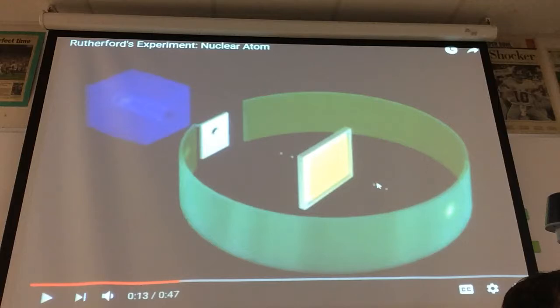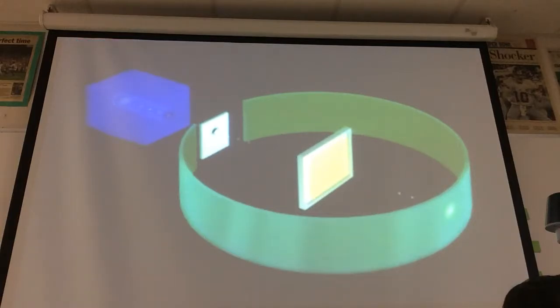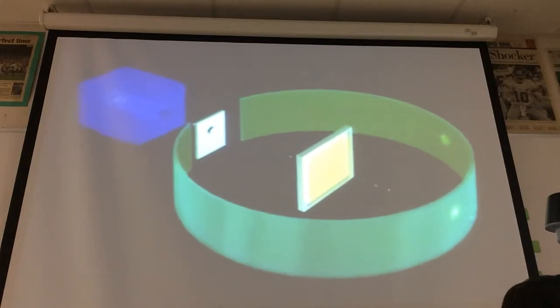However, a few of the particles were slightly deflected, and some of them had great deflections. Watch the green screen now. A few were scattered at large angles. Right there. This meant that they had collided with an object much more massive than the alpha particles themselves, yet so small that only a few alpha particles encountered them.